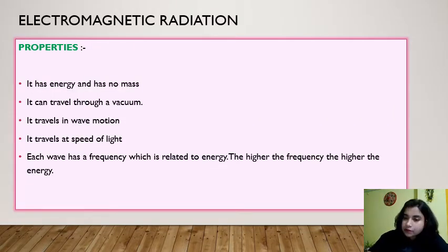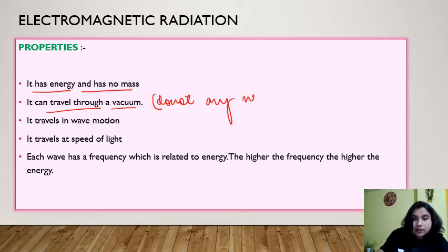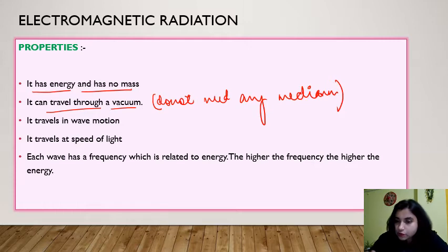Coming to the properties of electromagnetic radiation. If we talk about the properties of electromagnetic radiation, it has energy, no mass. It does not have any mass, only energy. It can travel through a vacuum. Of course, it can travel through a vacuum. That means it does not need any medium, right? So it can travel through vacuum.